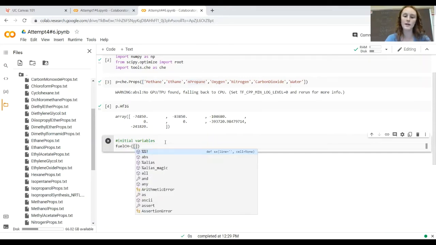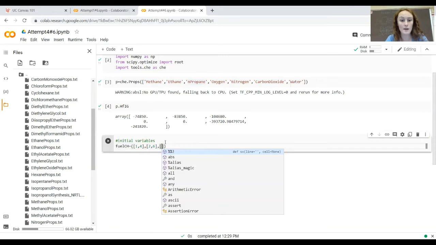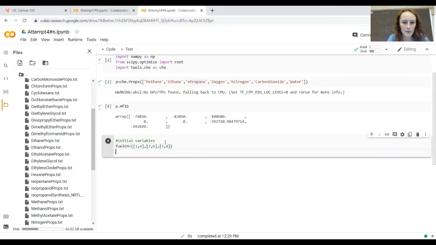and I'm going to go ahead and go, all right, so for methane, we have 1 C to 4 H's. And then for ethane, we have 2 C's to 6 H's. And then, big shocker, for propane, we have 3 C's to 8 H's. You can go ahead and run that.